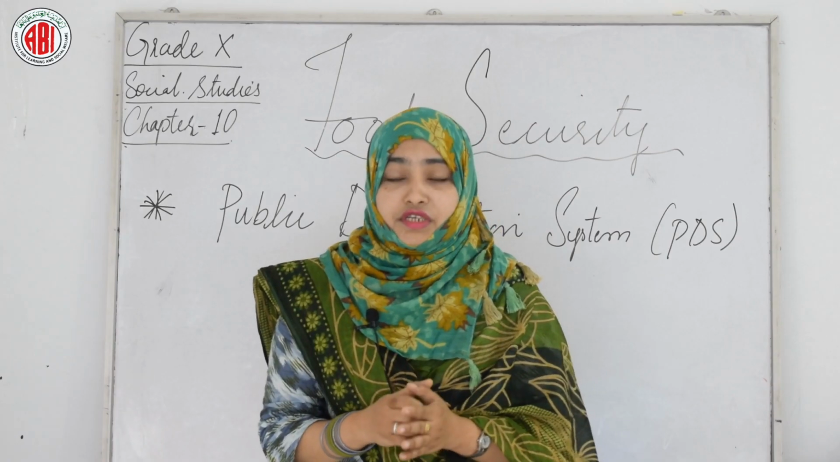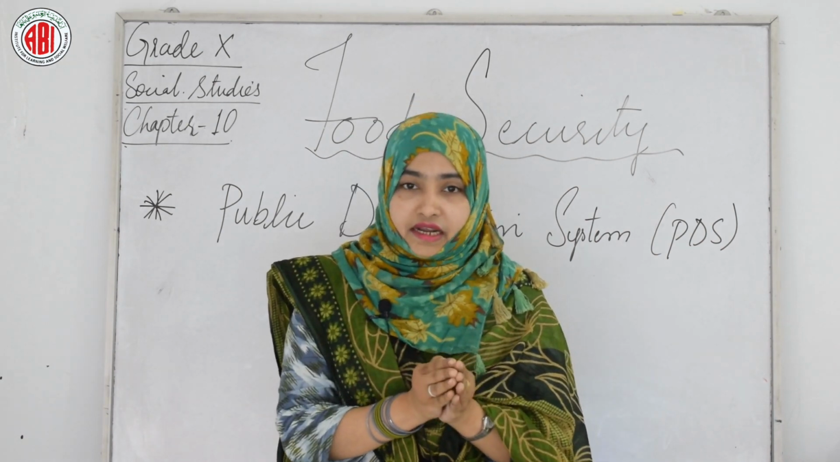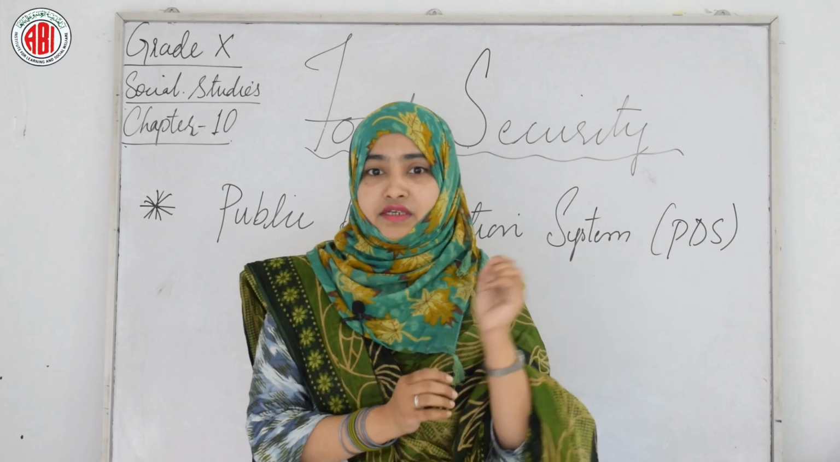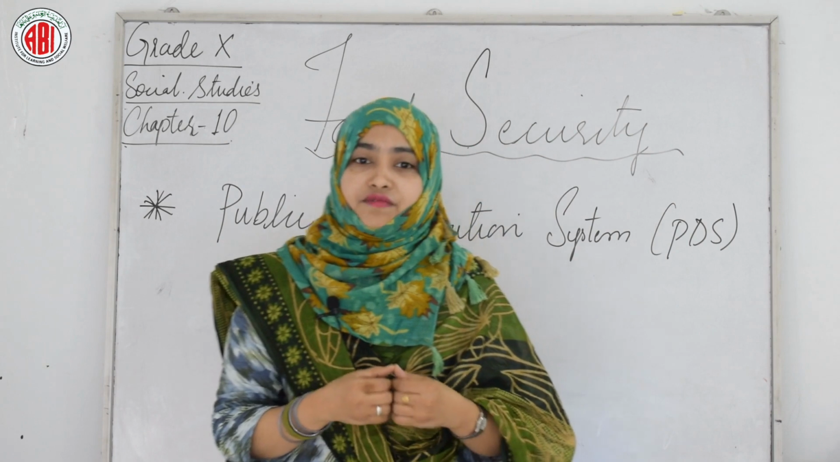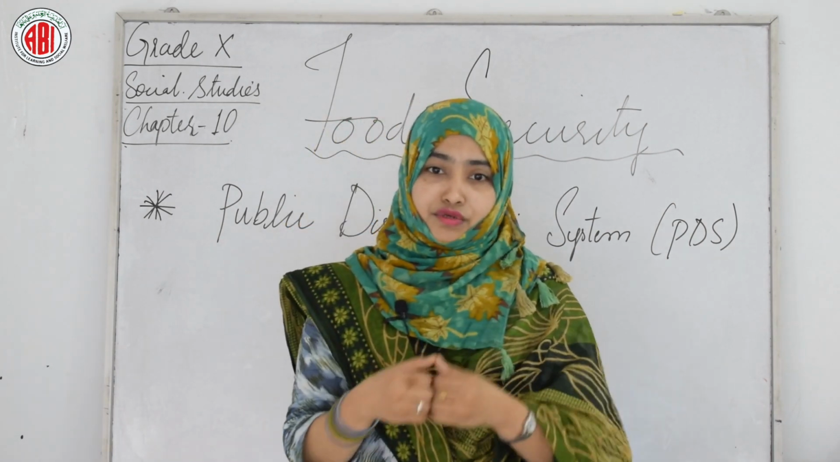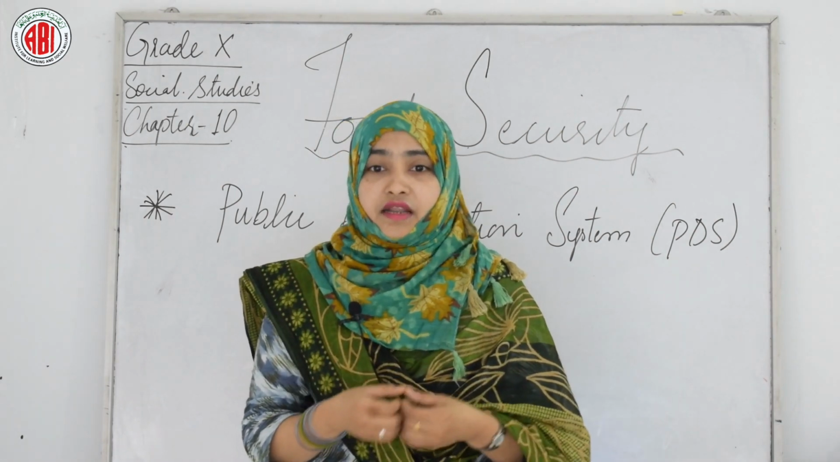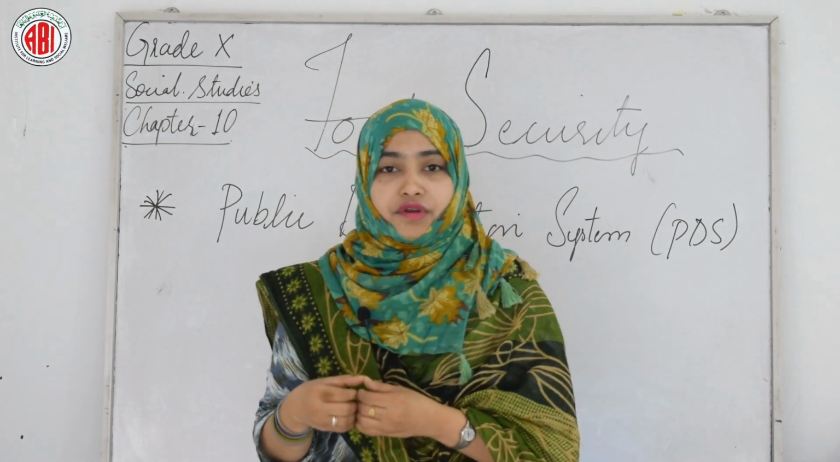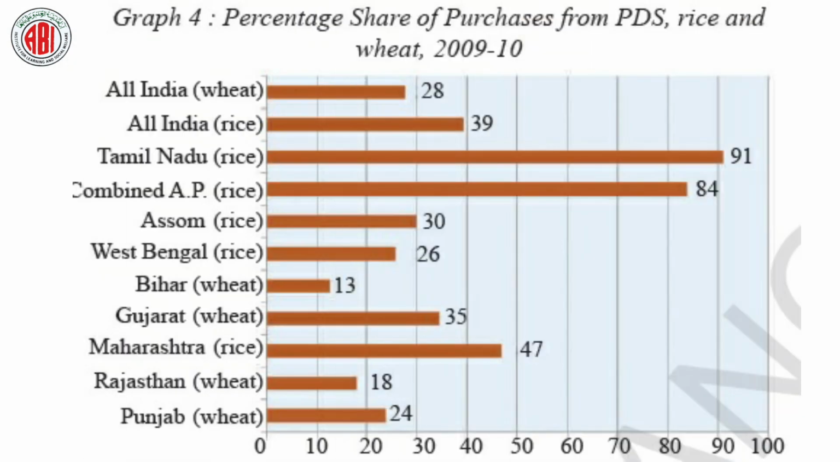Ration shops are important means for people to access food grains in India. One survey was conducted in 2009 to 2010 to know whether the families in different states procure the food grains from PDS, that is public distribution system, in fair price shops, and how much they are part of the total food grain consumption. Okay, so for this, look at this graph and observe that it shows the dependency on PDS for the purchase of food grains in different states of India.